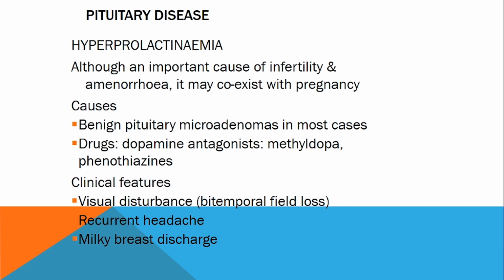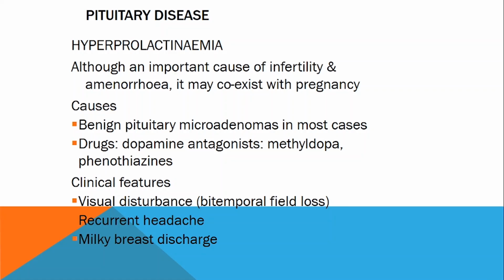Pituitary disease. The commonest variant of pituitary disease in pregnancy is hyperprolactinemia. Although it is an important cause of infertility and amenorrhea, which may prevent pregnancy, patients do get pregnant with hyperprolactinemia, and hyperprolactinemia could constitute a problem in pregnancy. So what are we saying? It may coexist with pregnancy.